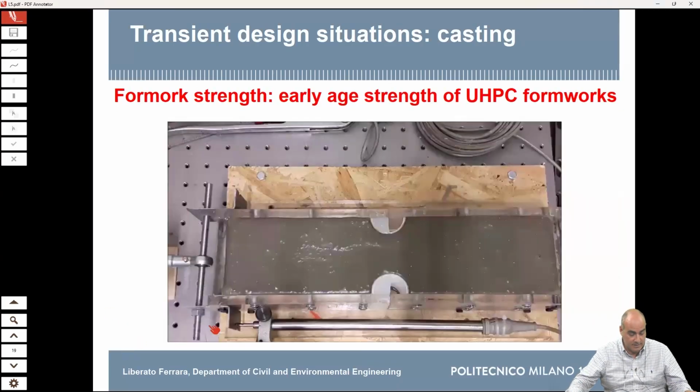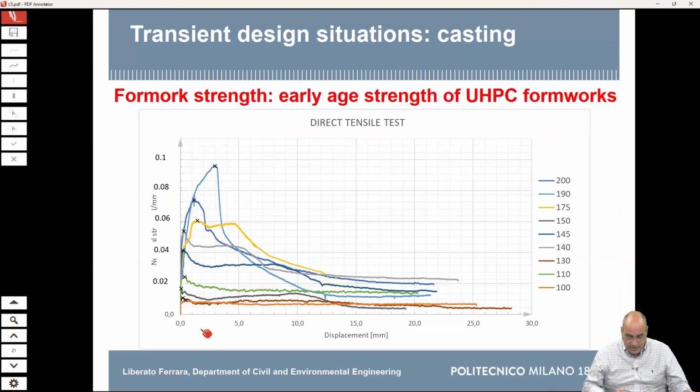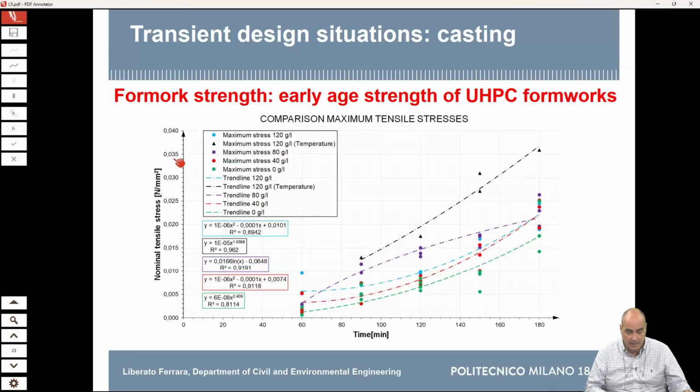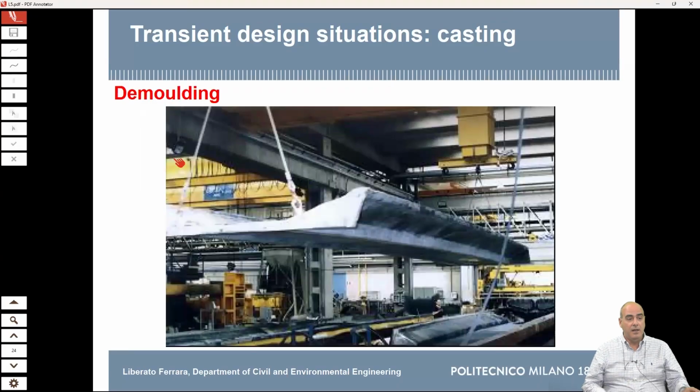I think I should give the PowerPoint, but there was a movie where you can see that. And you can see here the early age strengths of this material going from 100 minutes. At 100 minutes, the behavior here is quasi-plastic, and then you start developing a typical brittle material for tensile test. And we also correlated, this time with the slump flow. As long as you go with time, the slump flow decreases, because it's what happens.